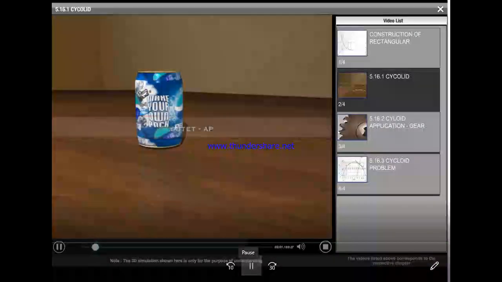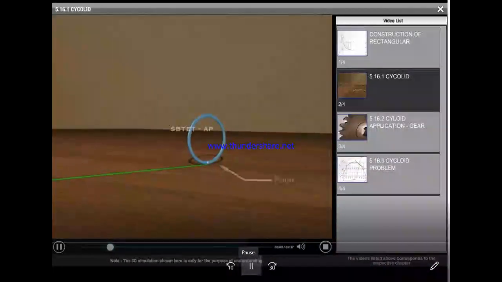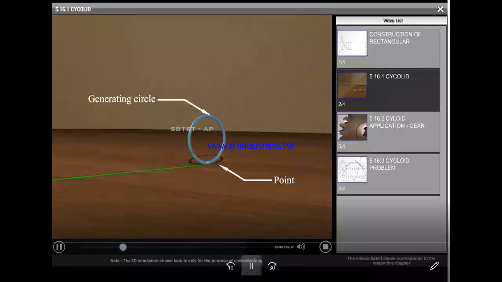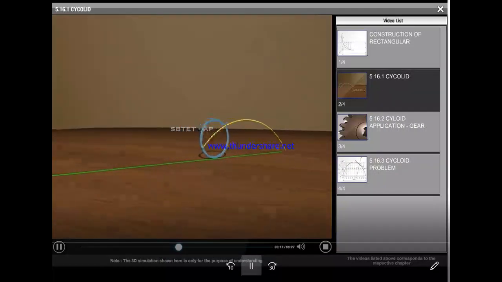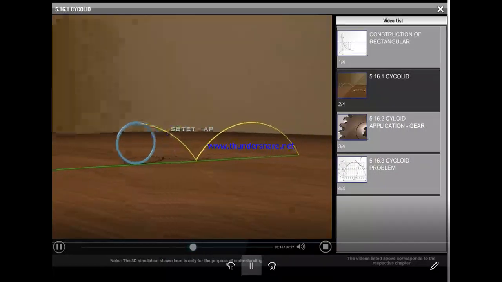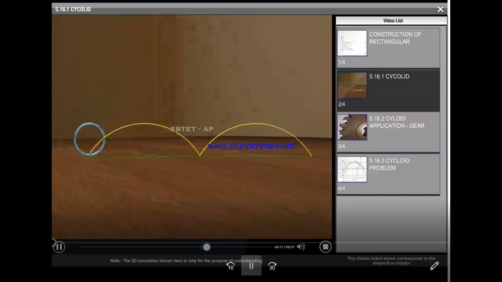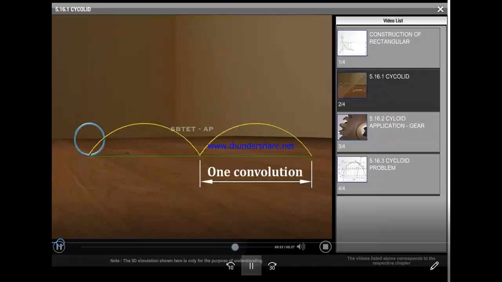Cycloid. Point, generating circle, baseline. Cycloid is a curve traced by a point on the circumference of a circle which rolls along a straight line without slipping, for one revolution.